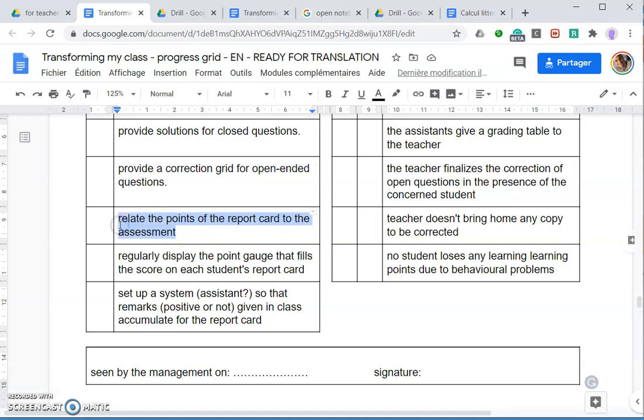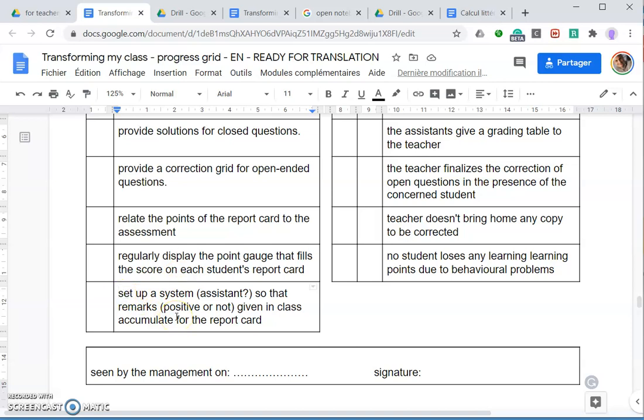Yeah, you can predict as a student that if you succeed in this assessment with 80%, for example, you will have 10 out of the 30 needed points for your gradebook, for your report card. Regularly display the points gauge as it fills. So each student knows, okay, my tank is empty, I need points for my next report card, or I'm doing well. I'm okay with my grades.